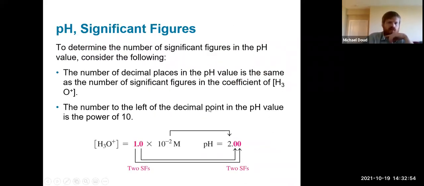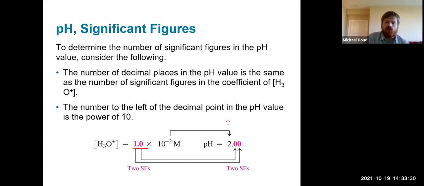Okay. Here's what I wanted to say. Here is the deal with significant figures. It turns out significant figures are really annoying when it comes to logarithms. It's even more complicated than what we talked about so far. The way it works is the number of significant figures in your response here is going to give you the number of decimals in the pH value. So if we have two significant figures for our hydronium ion concentration, that means we know our pH to two decimal places.